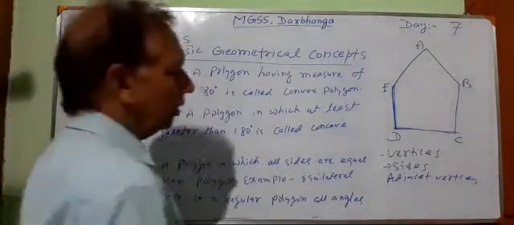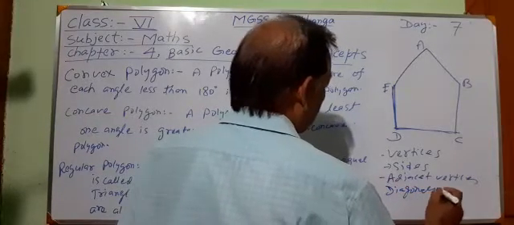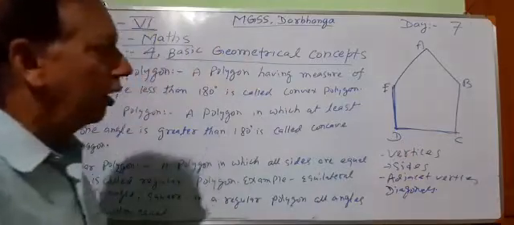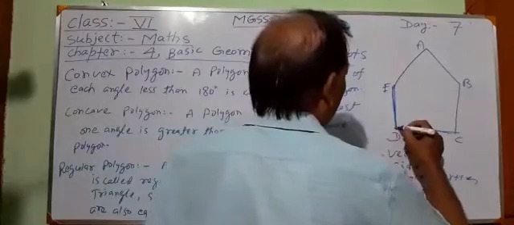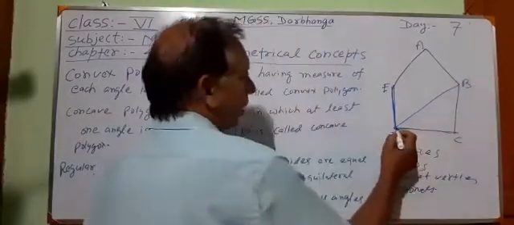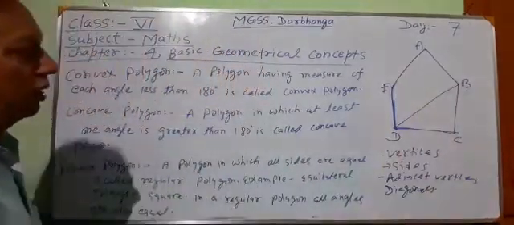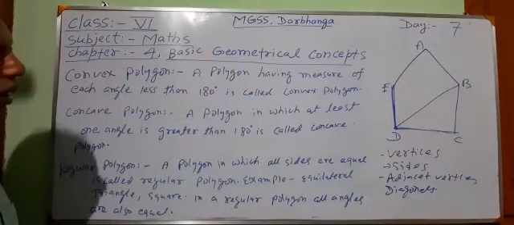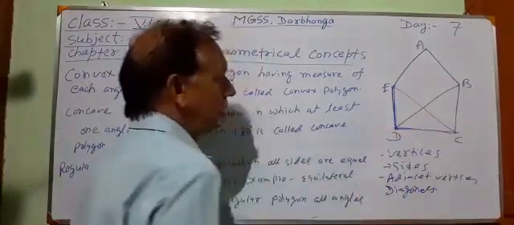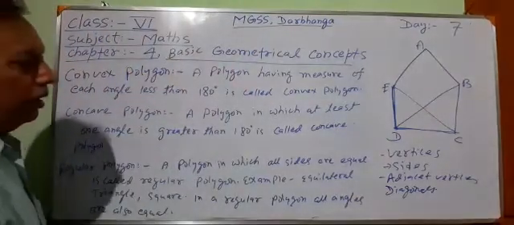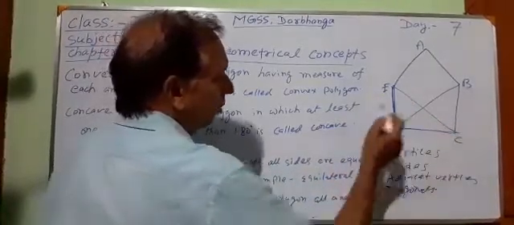Then diagonals. What is a diagonal? Fourth part was diagonals. The line joining vertices which are not adjacent. Here D and C are adjacent vertices. D and B are non-adjacent vertices. The line joining D and B is a diagonal. Again, C and E is a diagonal. Why is it a diagonal? Because it is a line segment which joins two non-adjacent vertices.